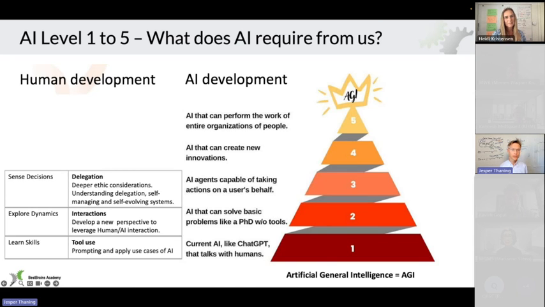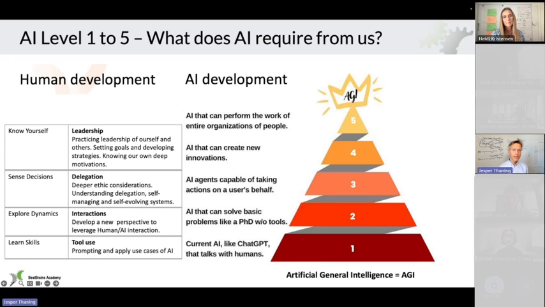When we have agents and they do something on our behalf, then we have to consider delegation. And we have to sense if it's a wise thing to let an AI do something when we're not entirely part of what they are doing. And we have to understand self-managing and perhaps even self-evolving systems. So that would require a little bit more thinking about the ethics of using AI, when they can create new innovations and do something that we perhaps couldn't have thought of.